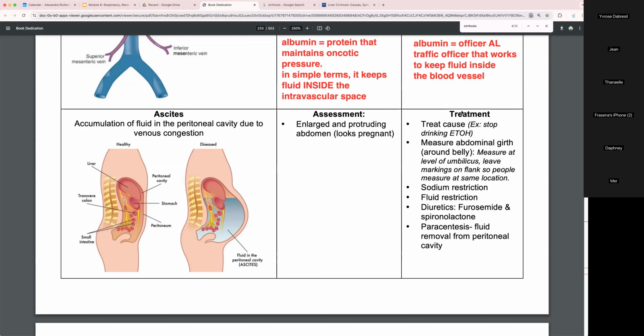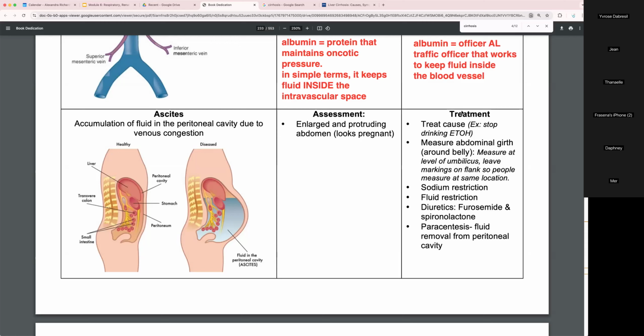Lab levels for cirrhosis. Platelets are going to be low. PT-INR is going to be high. Albumin is going to be low because the liver is not making enough of it. ALT-AST is going to be high because those are signs of liver damage. So back to albumin.